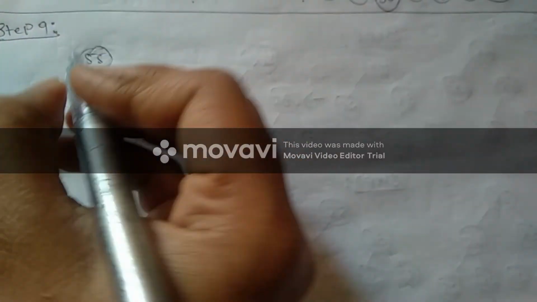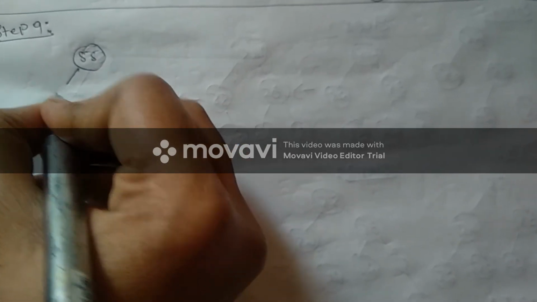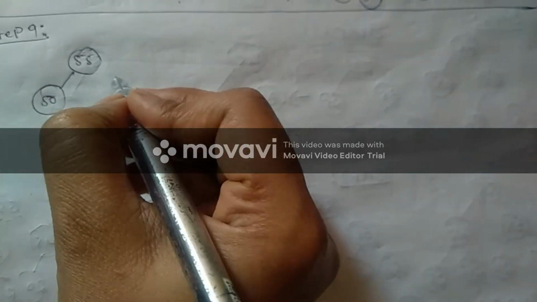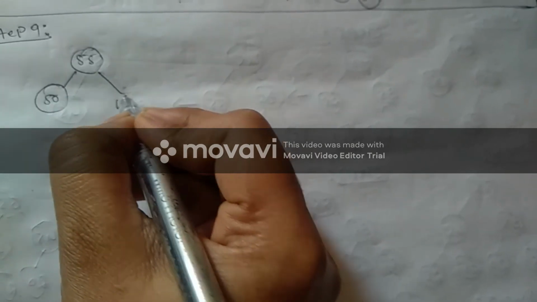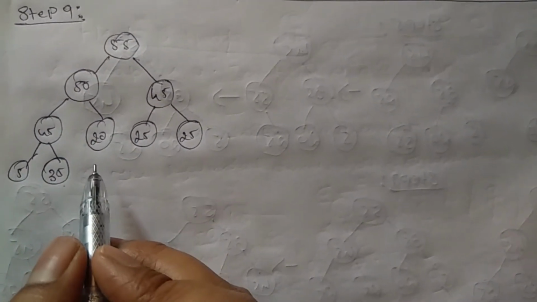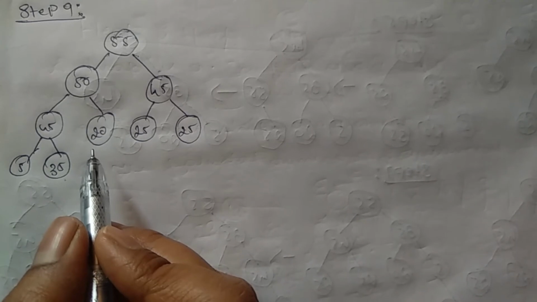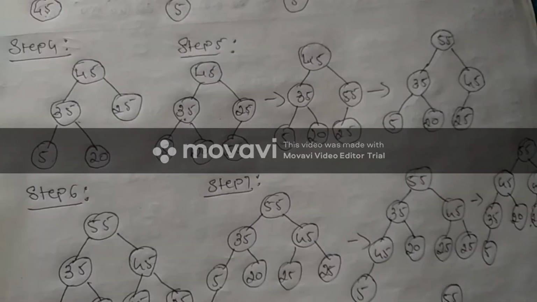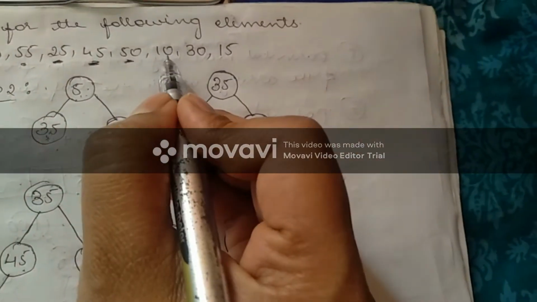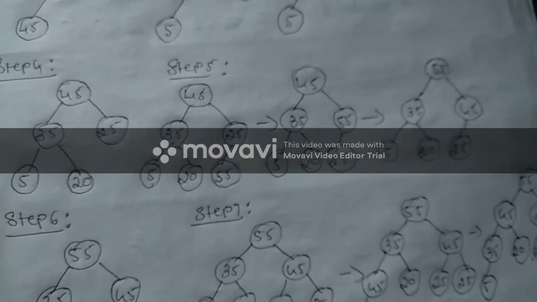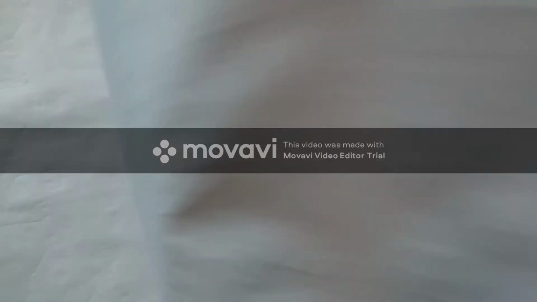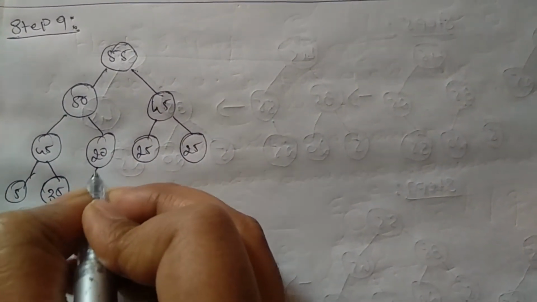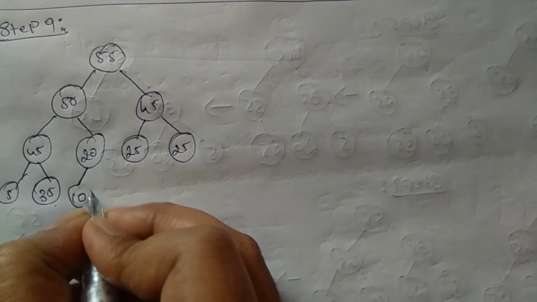Write the thing as it is. 55, 50, 45. This is the tree what we have gotten in step 8. So in step 9 I am just writing the same thing. Now which is the next element? Here it is 10. So you have to add 10 over here. Towards left of 20 I'll add 10.